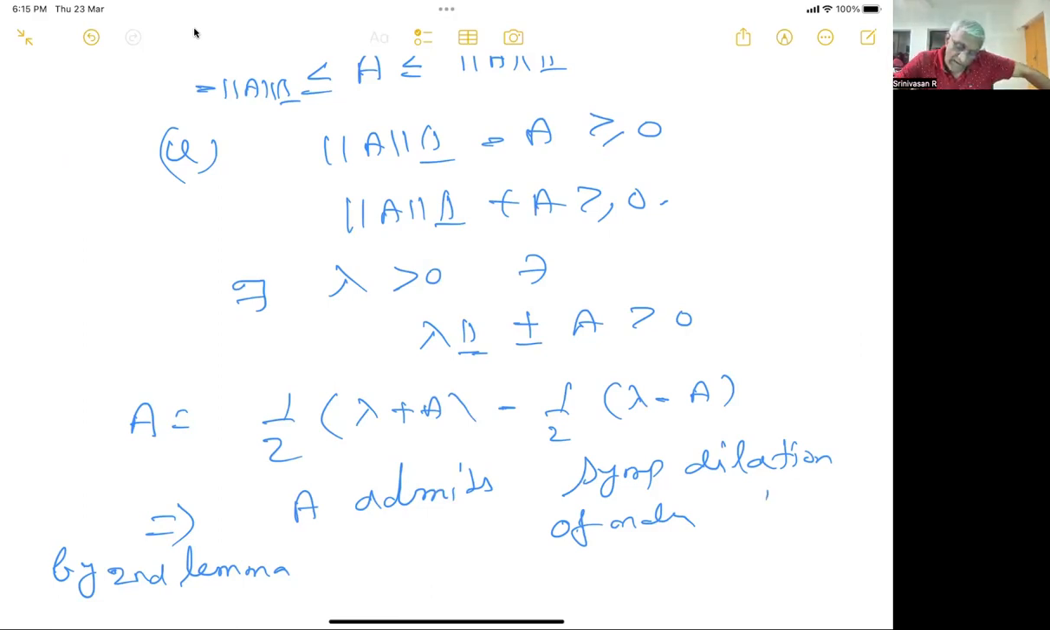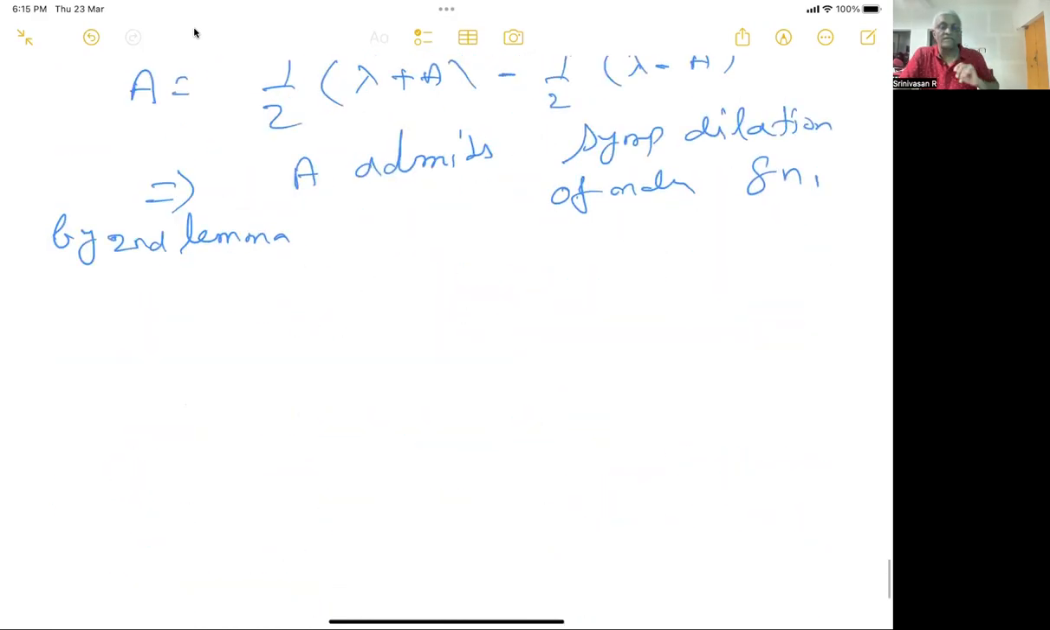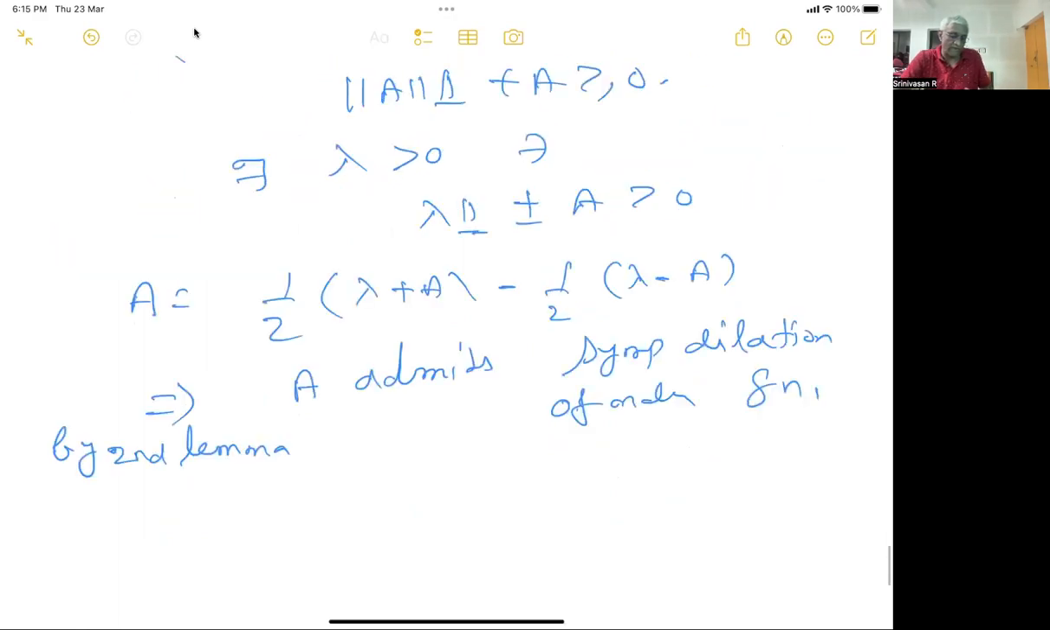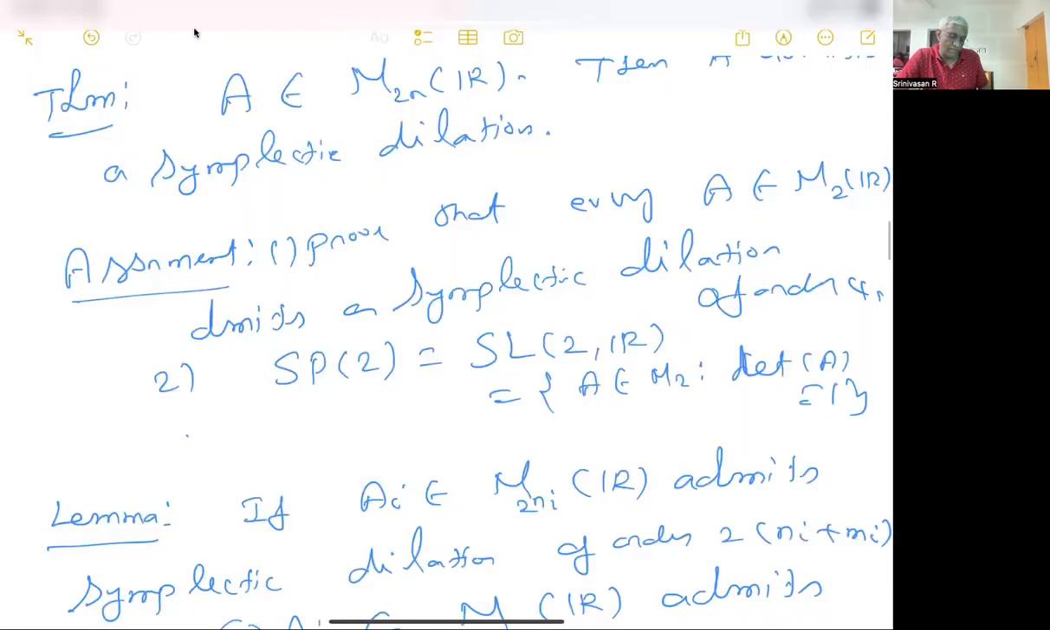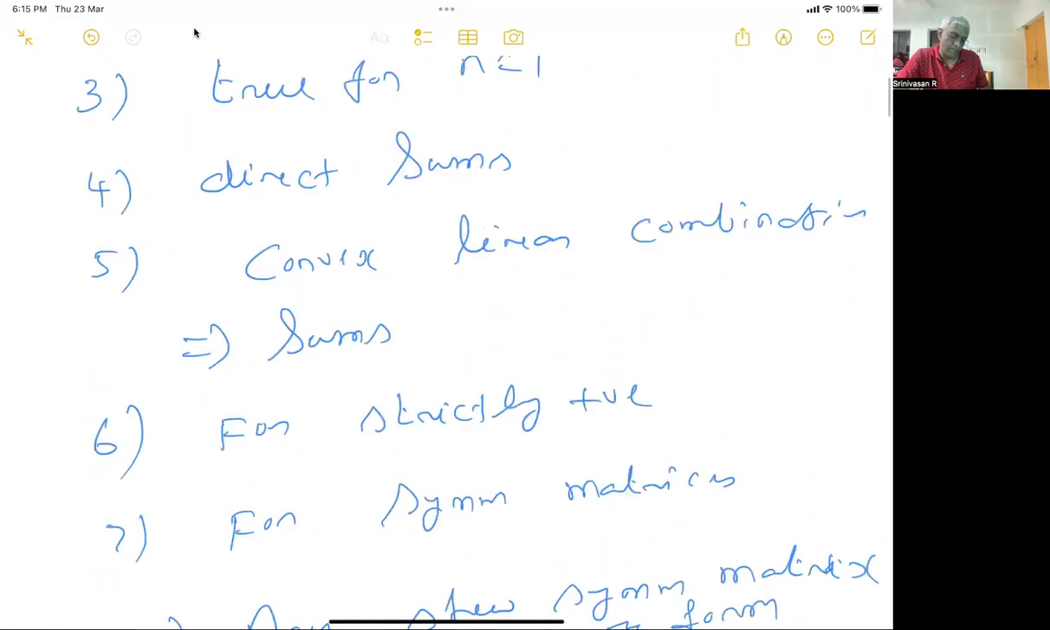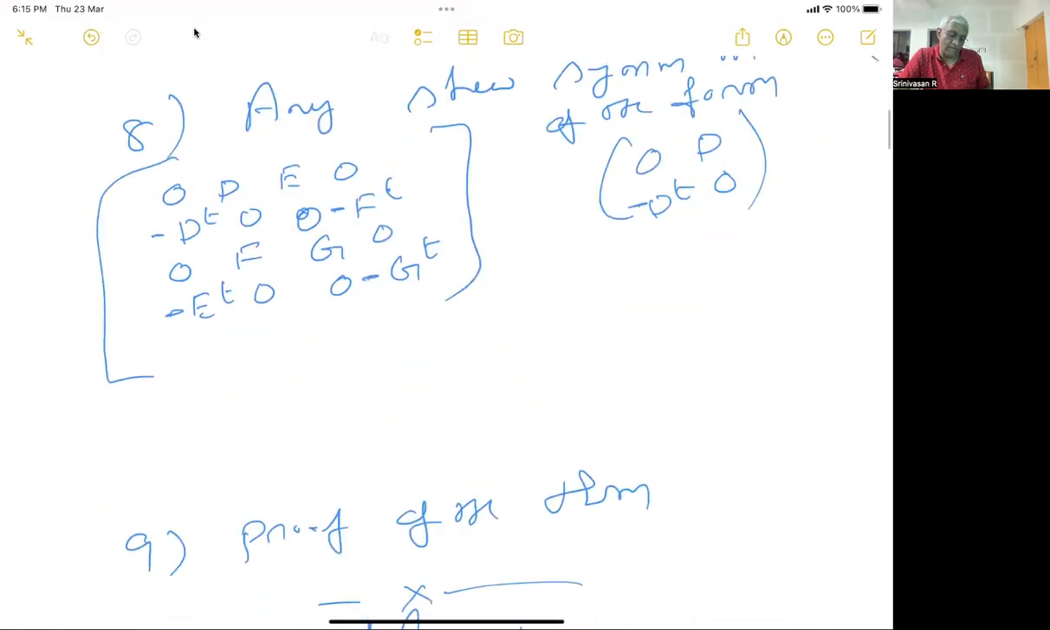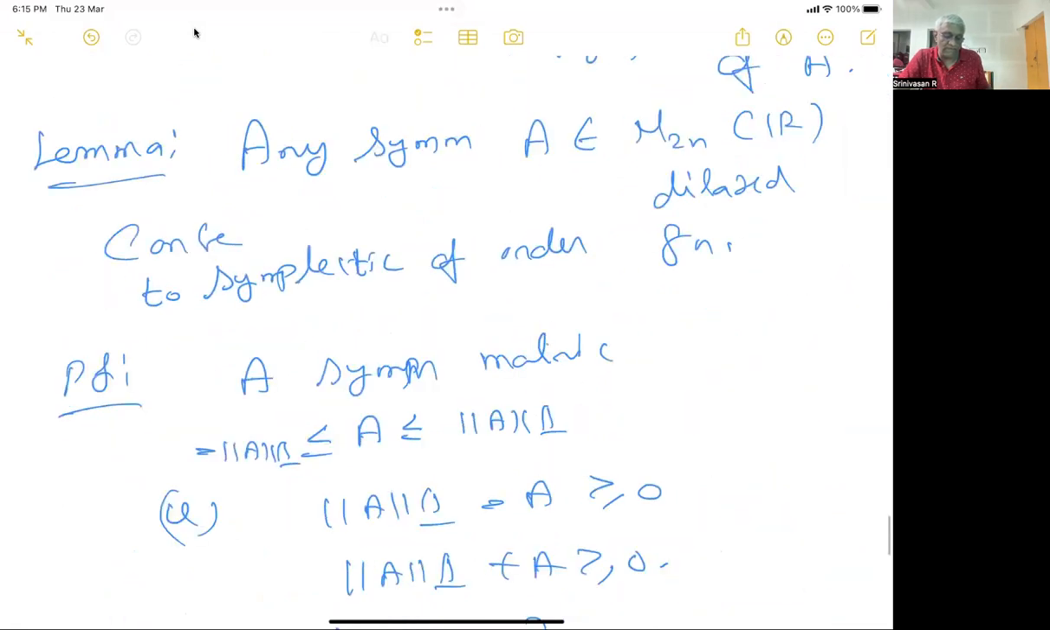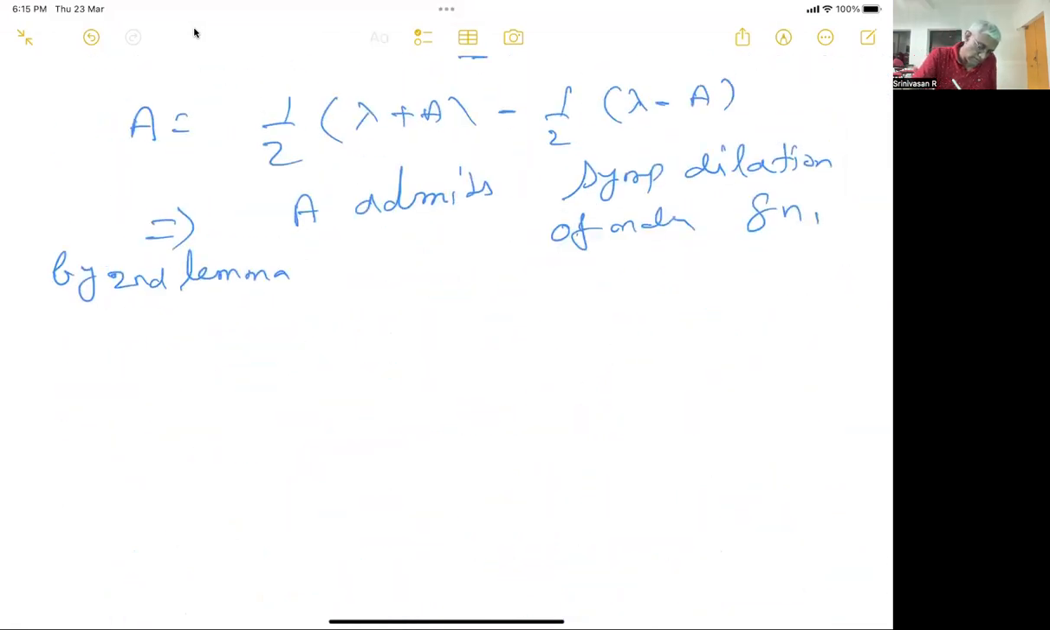Of order 8n. So the earlier one, k times n plus m you will get, right? 2k times n plus n. So you have to multiply by k, which is 2 here. So you get 8n. So this is done. The next one, this is the last lemma, I think, for off diagonal skew symmetric matrices. I thought I would prove the theorem today.